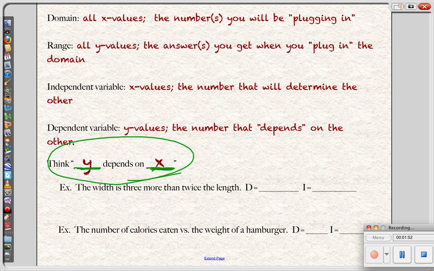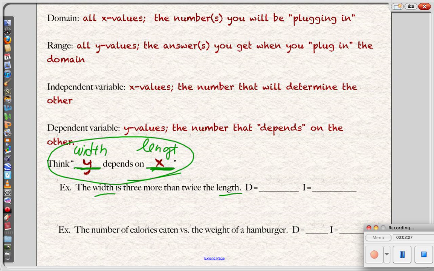So for example, it says the width is 3 more than twice the length. What I don't know is the width, and I don't know the length. So either the width or the length, you have to figure out which one depends on the other. In this case, the width depends on the length, because I'm going to double the length, then add 3 to it. That will tell me what my width is. So my width depends on my length.